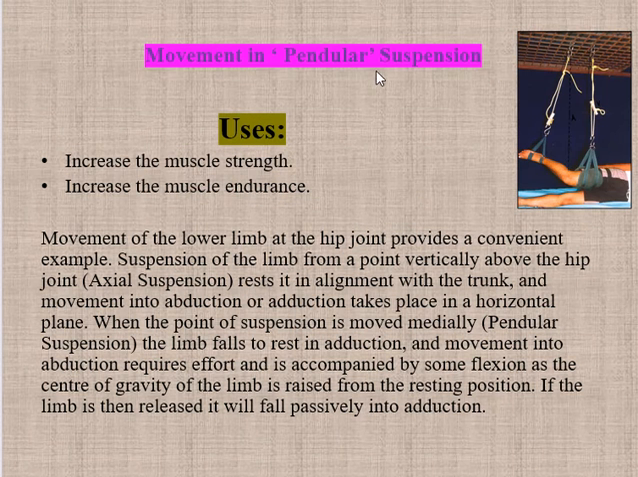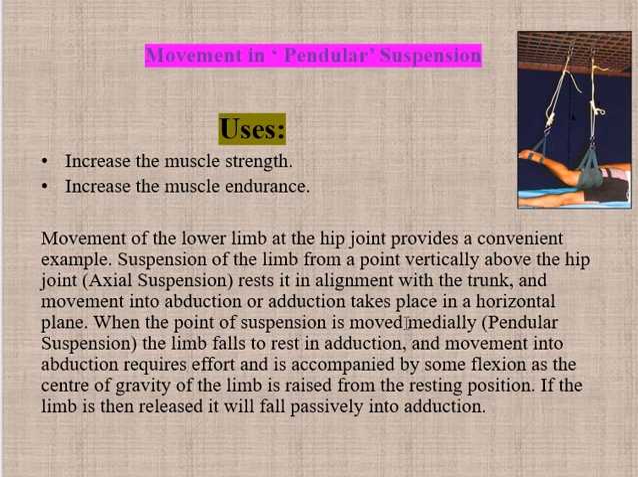Now, what are the uses of pendular suspension? Increase muscle strength, increase muscle endurance. Basically, movement of the lower limb at the hip joint provides a convenient example. Suspension of the limb vertically from a point above the hip joint, that is, in axial suspension, rests it in alignment with the trunk, and the movement into abduction or adduction takes place in a horizontal plane.